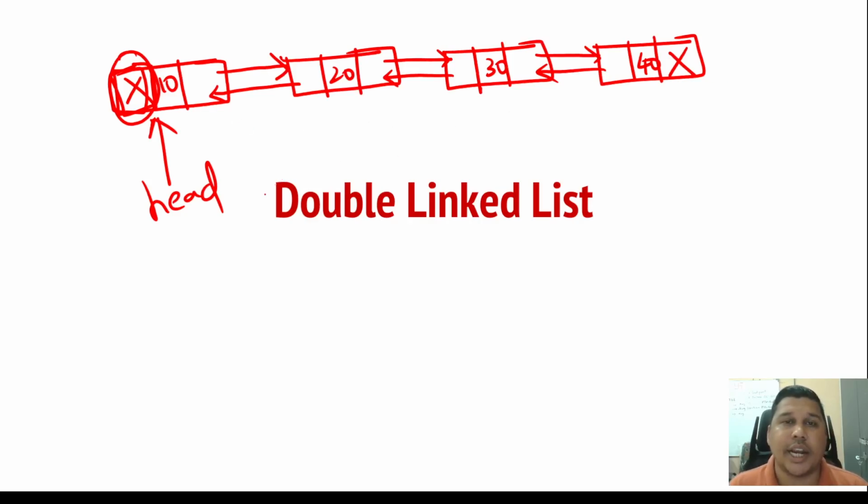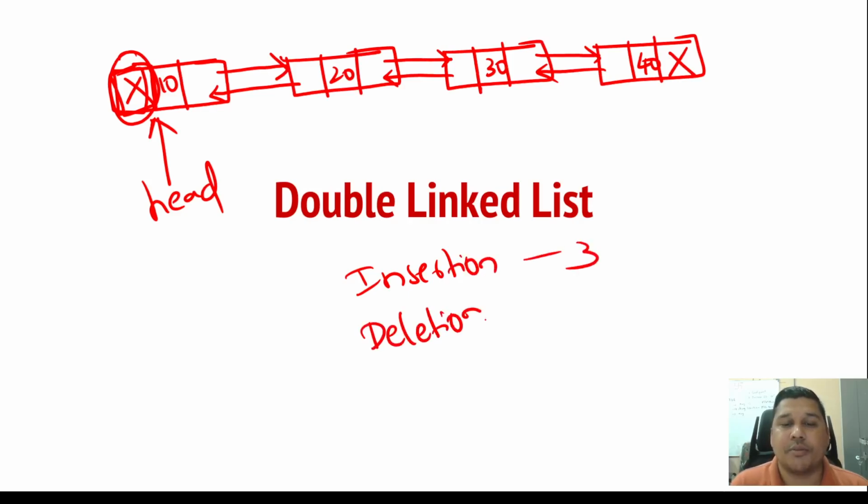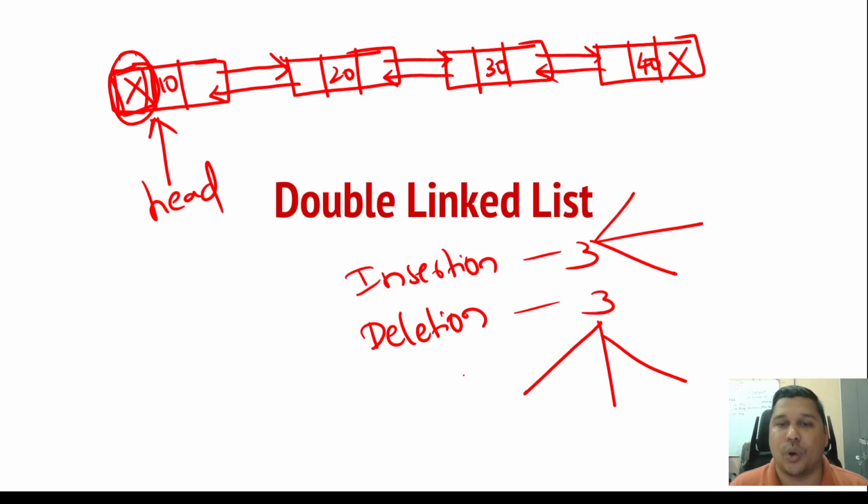Now we will try to explore how we perform the operations on a double linked list. What are those operations? In insertion we have 3 operations. In deletion we have 3 operations, right? What is that? Inserting at the beginning, at the end and at a given location. Deleting at the beginning, at the end and at a given location. That we will try to explore.